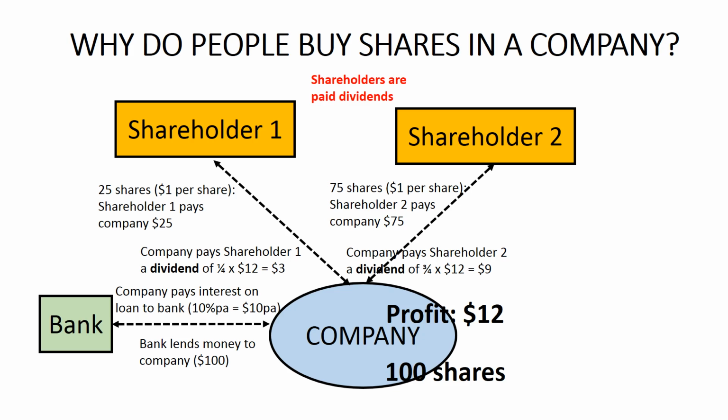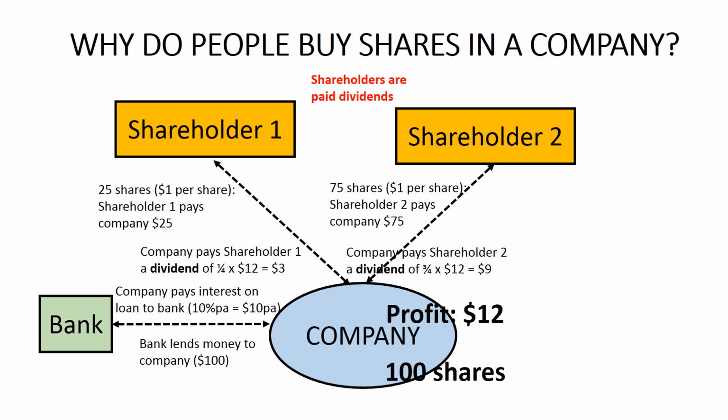Shareholder 2 has given the company $75 for 75 shares, and the dividends that are paid to shareholder 2 are the return that shareholder 2 gets for paying this money to the company. There are two main differences between the company getting money from a bank by borrowing that money and the company getting money from its shareholders by selling shares in itself to those shareholders.